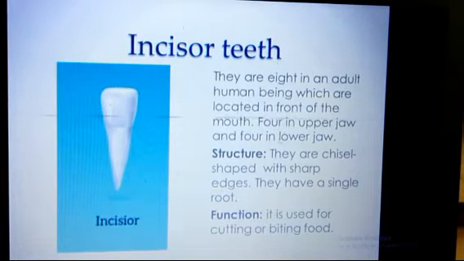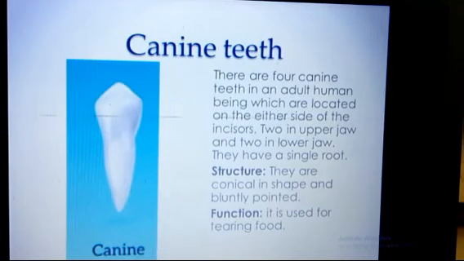Let's go on to the next set of teeth called the canine teeth. Now for the canine teeth, there are 4 in an adult human being, which are located on either side of the incisors.